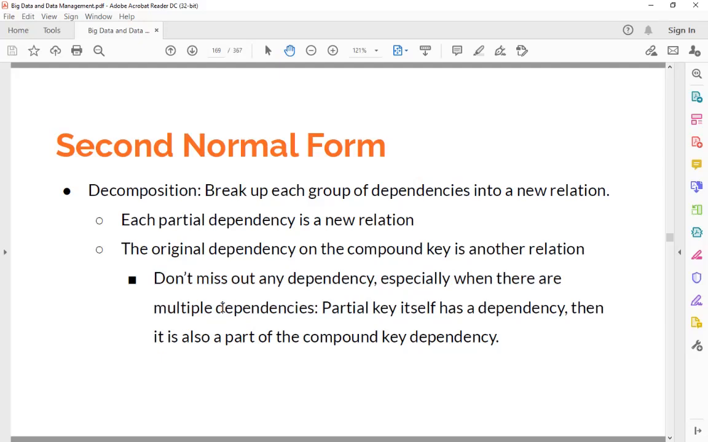The partial keys, like in our example, we have the primary key as a compound key. We have the student name and the course name. A partial key like student name itself has a partial dependency on it, which we will break out. But then student itself is a part of a compound key. You still need to keep the compound key so that the original relation is still there.